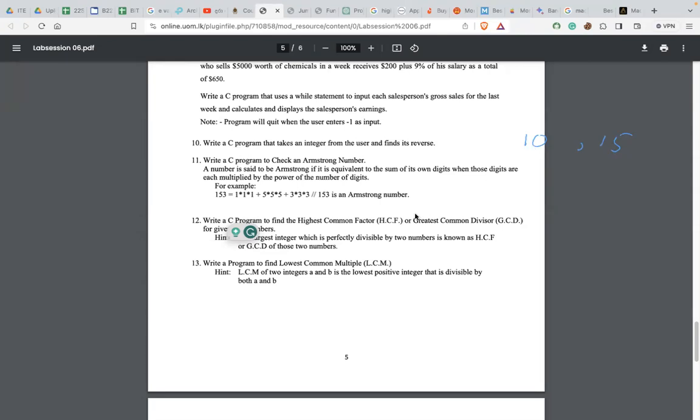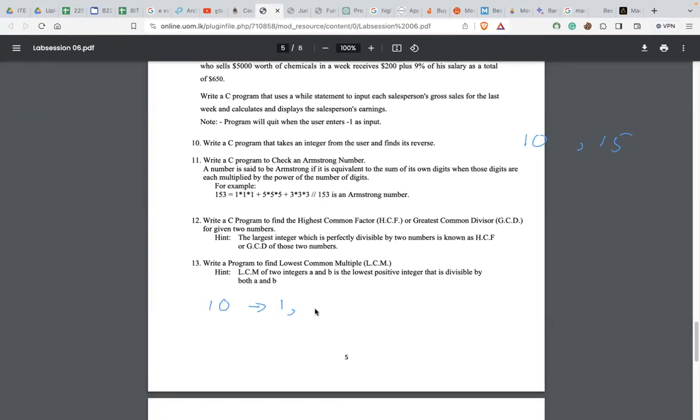Okay, there can be several factors. We ask the highest common factor. Okay, now what does it mean by factors? Factors mean the number can be perfectly divisible. Okay, if you take 10, you can start from 1. Can the 10 divide by 1? Yes, the 10 can be divided by 1. So 10 can be perfectly divisible by 1.